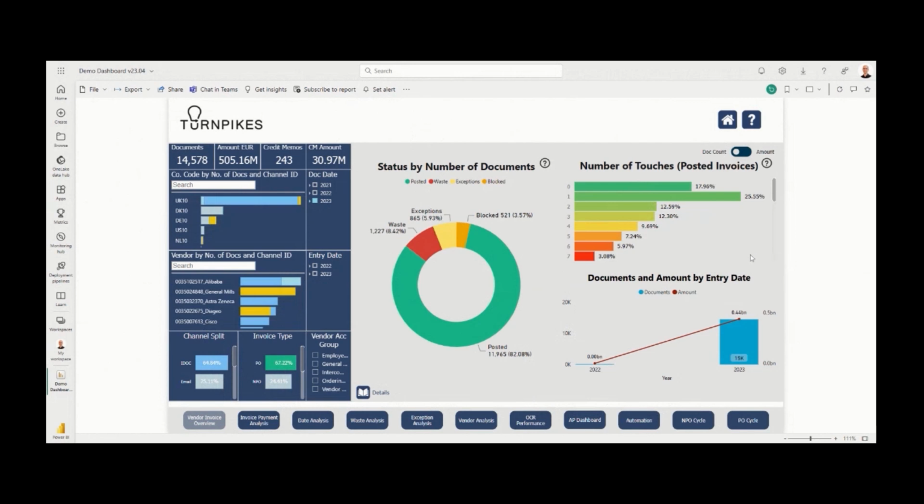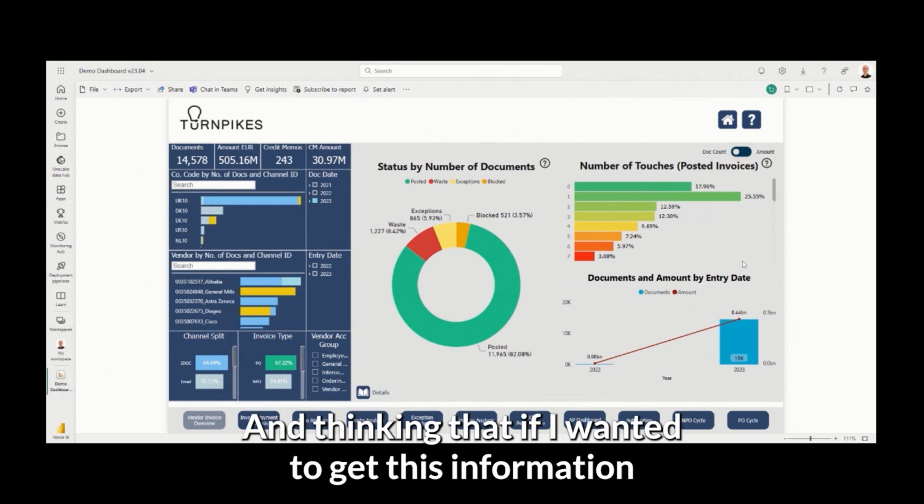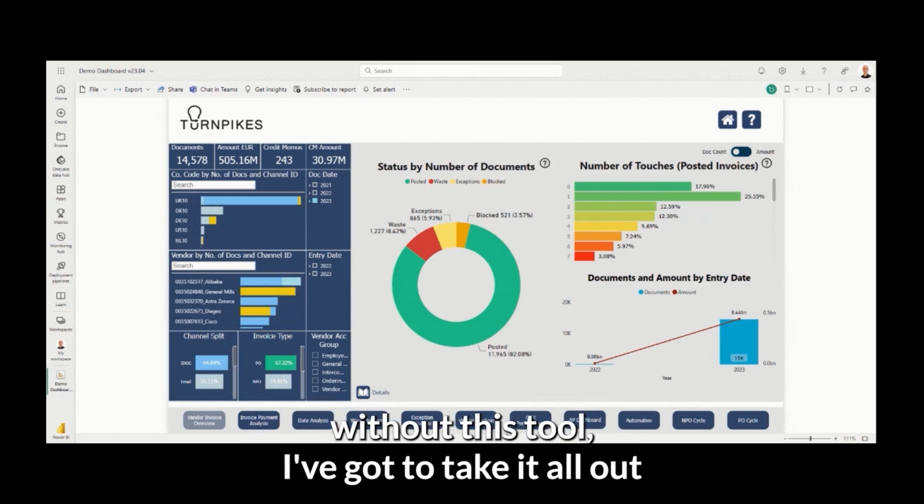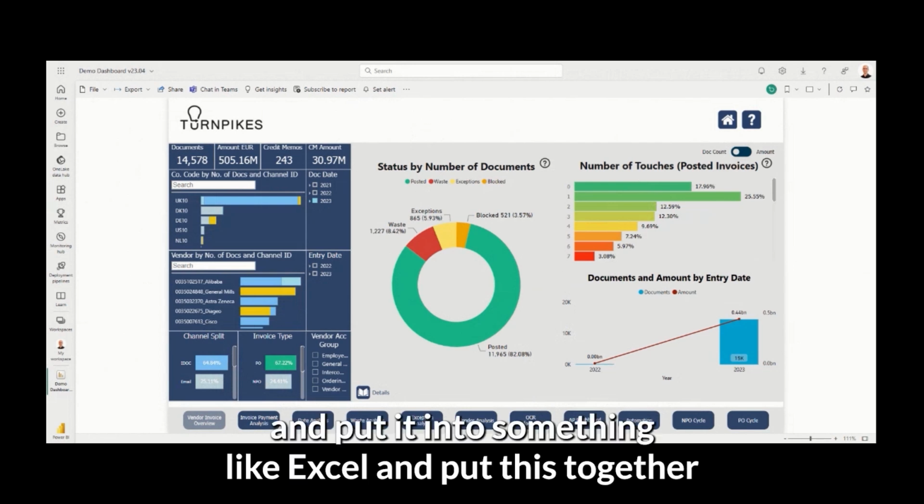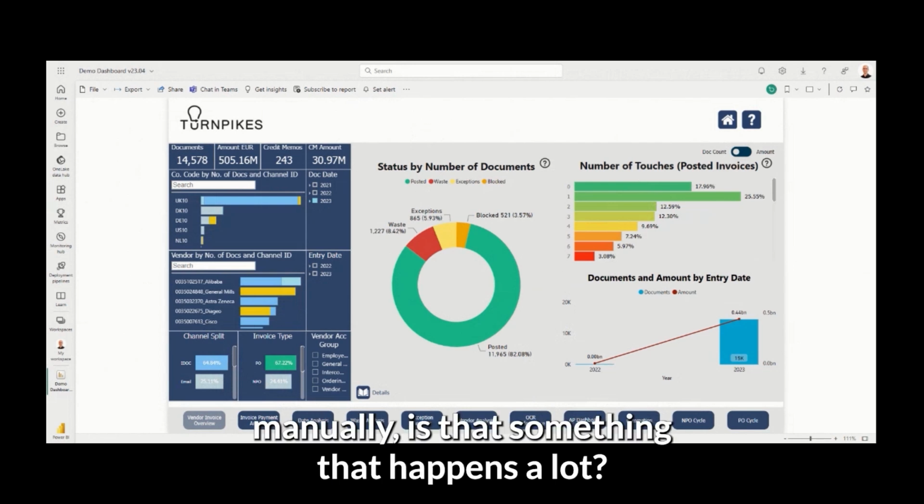And am I right in thinking that if I wanted to get this information without this tool, I've got to take it all out and put it into something like Excel and put this together manually? Is that something that happens a lot?